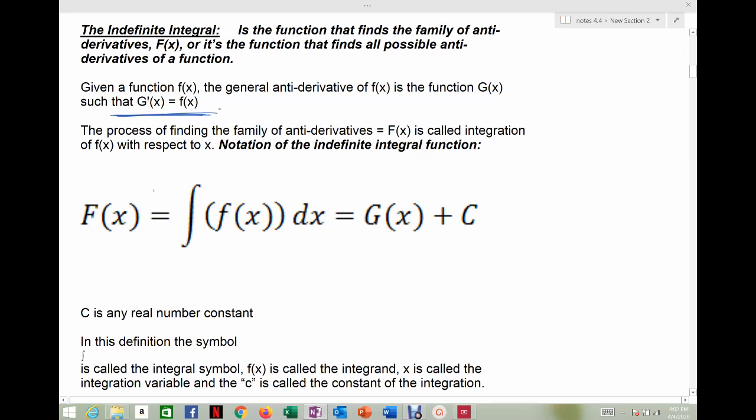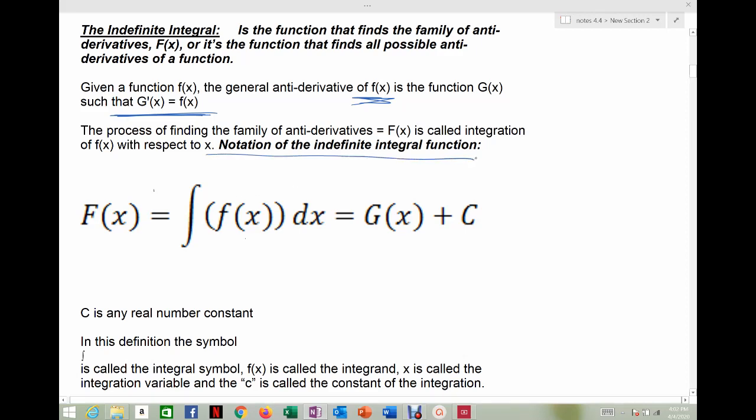What's kind of nice about these is you can always check your answers. My indefinite integral, when I take its derivative, always has to be equal to the function I'm given. So again, the lowercase function is what I am given. That's the function I'm provided. I want to find its antiderivative, and so that's what's going inside my integral symbol.